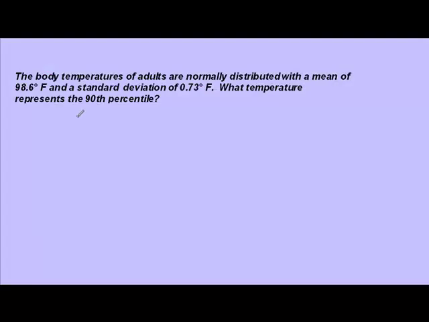So now let's think of a slightly different way. You're given different information here about the body temperature of adults that's normally distributed, meaning bell curve, with a mean of 98.6 and a standard deviation of 0.73. In this instance, I'm asking you what temperature represents the 90th percentile.